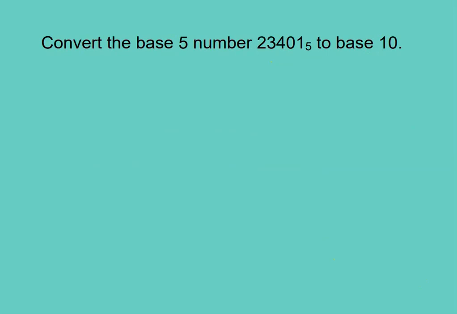Okay, let's do one more example. This time we have a base 5 number, and we're going to convert it to a base 10 number again. So again, we're going to start at the right, and I'm going to number my digits, starting with 0 at the right, 1, 2, 3, and this time we have 4.